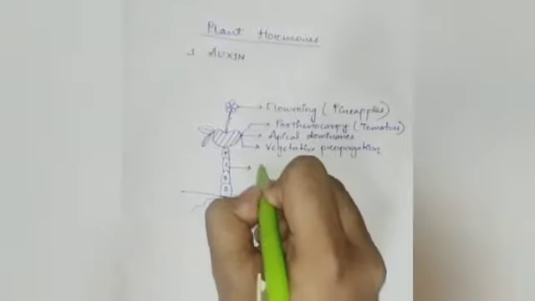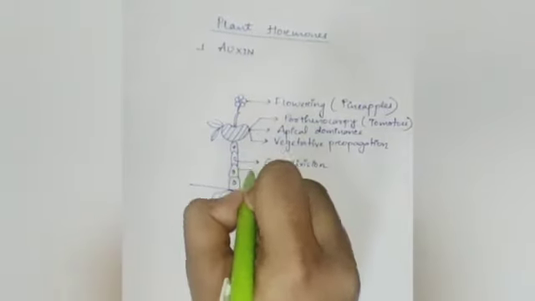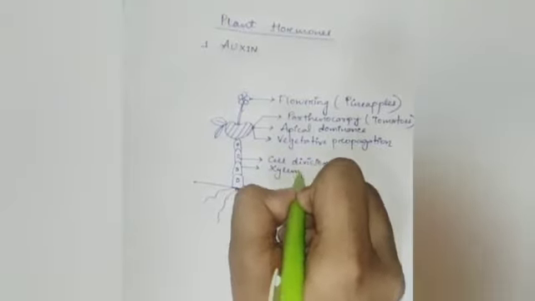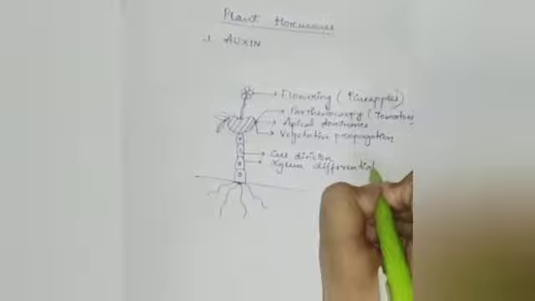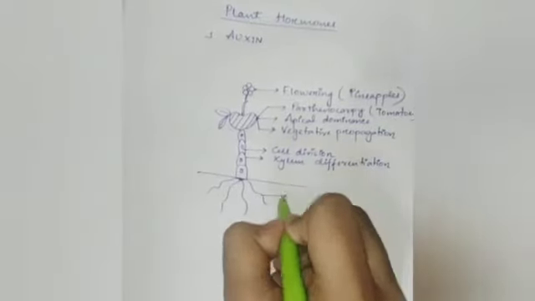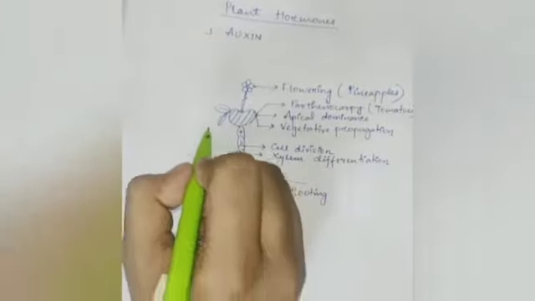I have drawn the middle portion in such a way that it gives us an essence of a cell as well as the trunk of a tree. Here we have two important functions, that is cell division and xylem differentiation. In the bottom portion, we just have a single function, that is rooting.